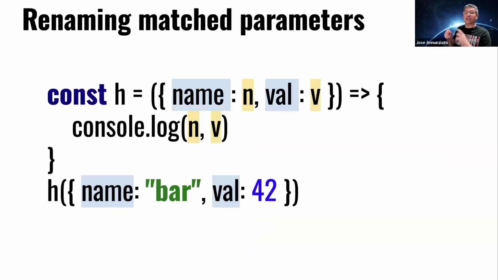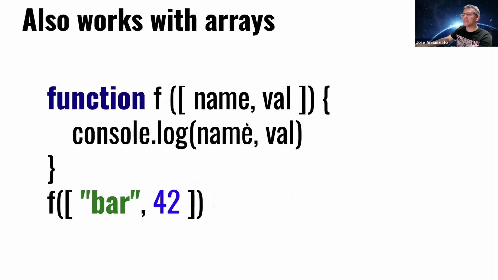Now, what if you want to change the name? Because the name that you gave it in the object that you're passing maybe was too verbose, or maybe these were too generic, and you want to give them more useful names. Here, you can rename them by using colon. So colon allows you to rename a property. This name needs to match this, and this value needs to match this value, but you can rename them locally, such as n and v.